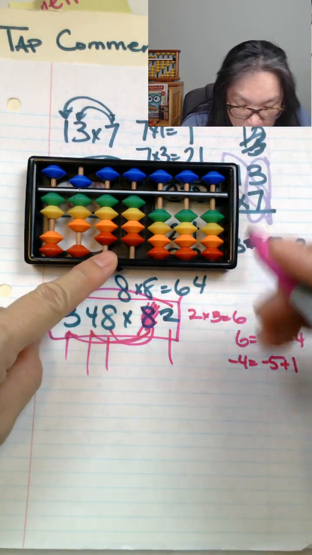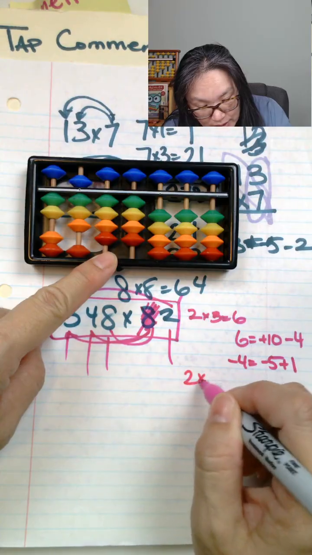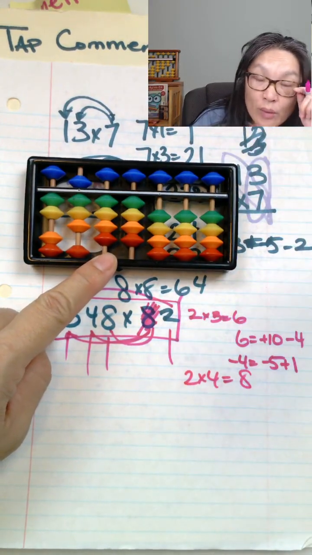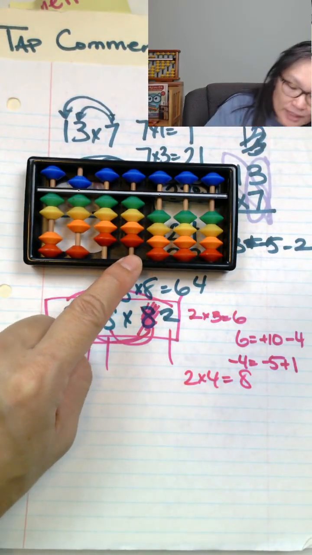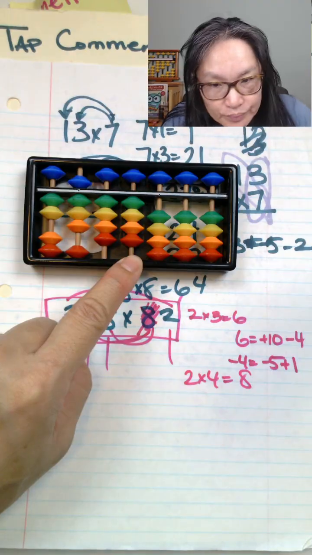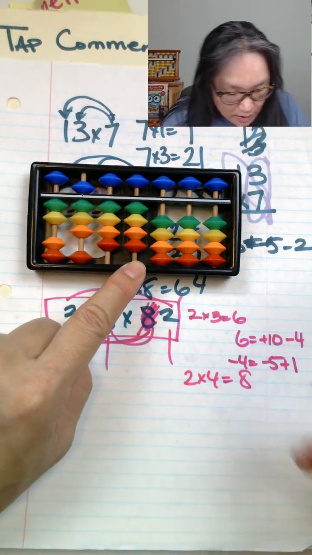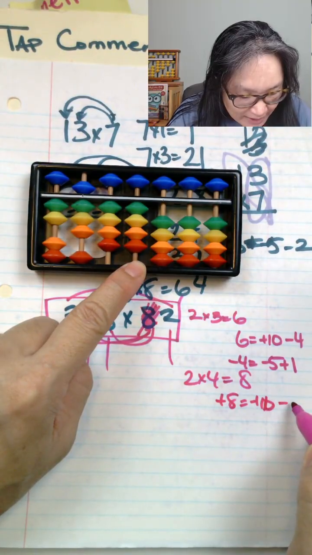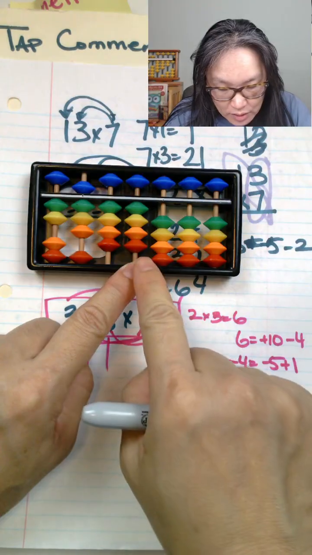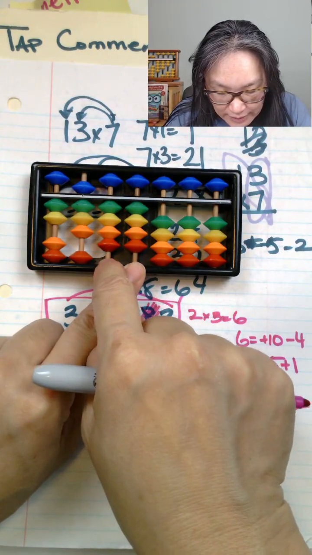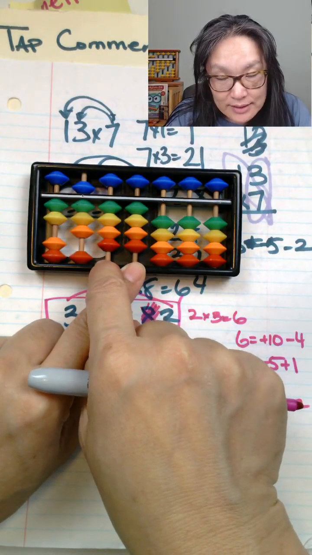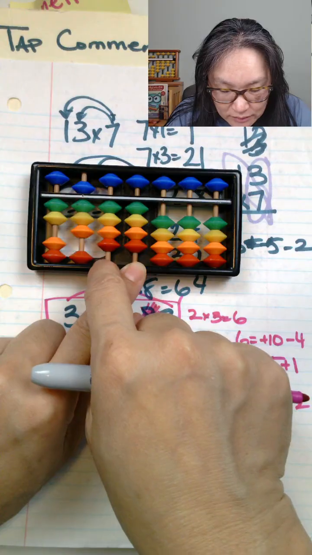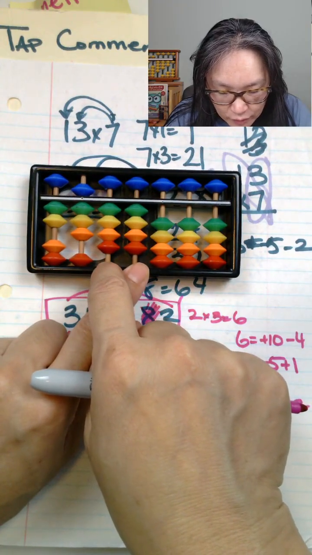So our next number is 2 times 4 is equal to 8. 8 is a single digit, so I go back one column and I add 8. Is there enough to add 8? No. Plus 8 is equal to plus the 10 minus 2. So I plus the 10. I don't have enough beads to plus the 10, and this is another two-step. I'm going to keep my finger here just for demonstration.